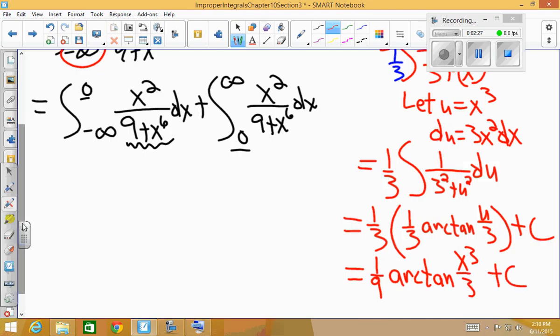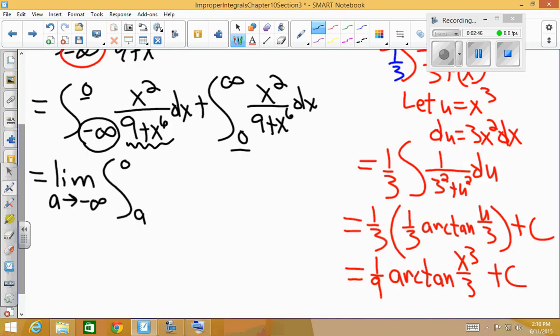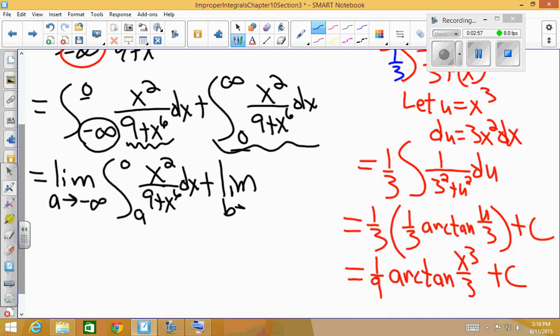Let's use that in our two improper integrals. Remember that an improper integral with a negative infinity in a limit of integration becomes the limit as a goes to negative infinity of the integral from a to 0 of x squared over 9 plus x to the 6th dx, plus this second integral becomes the limit as b goes to infinity of the integral from 0 to b of x squared divided by 9 plus x to the 6th.